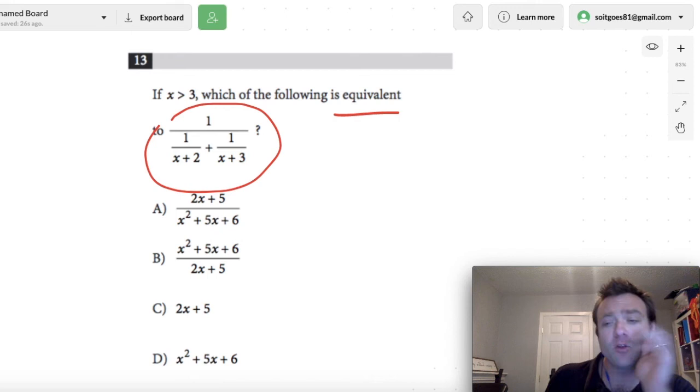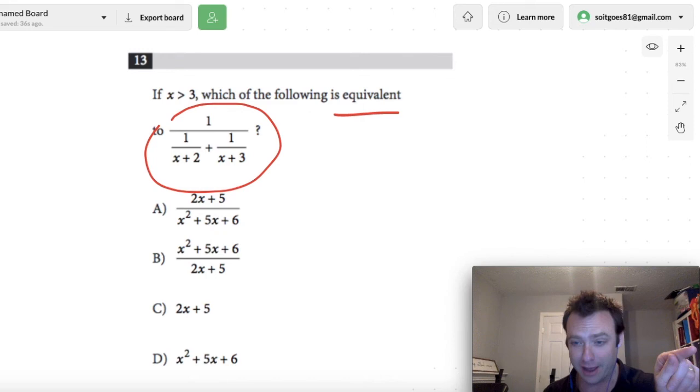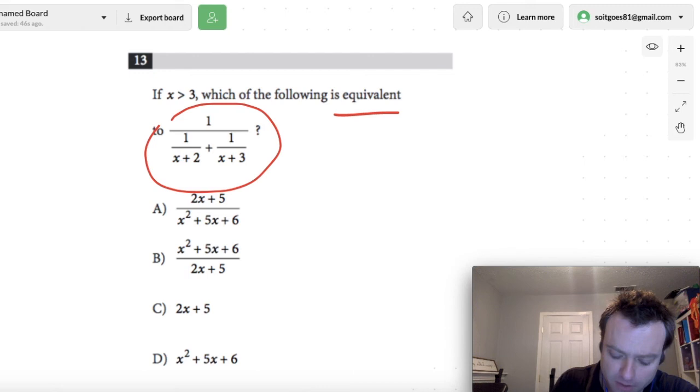At the very least, you can take my word for it right now, but if two expressions are equal, it shouldn't matter what the value of the variable is, as long as you're plugging in the same value. Let me give you an example. We've got 2x. If I said 2x is equivalent to 4x over 2, those are equivalent expressions, by the way.